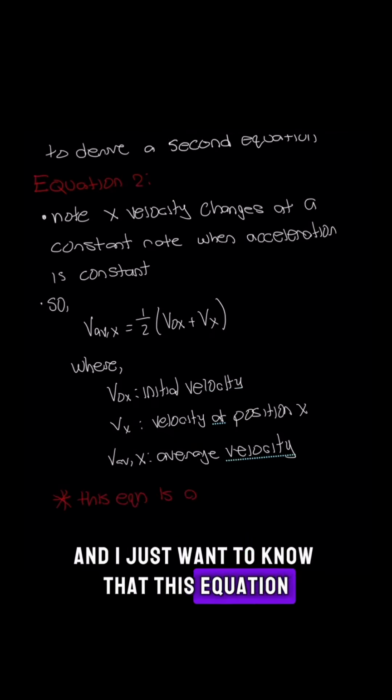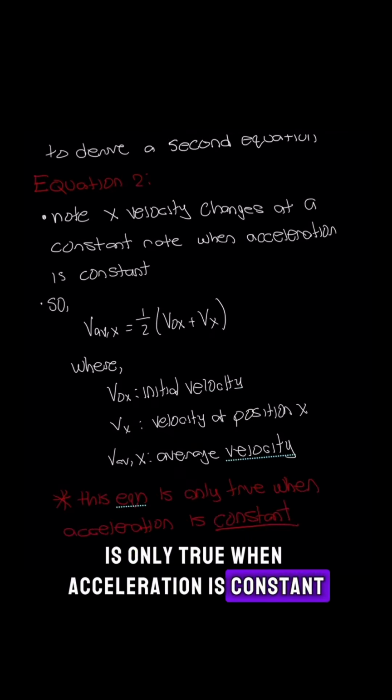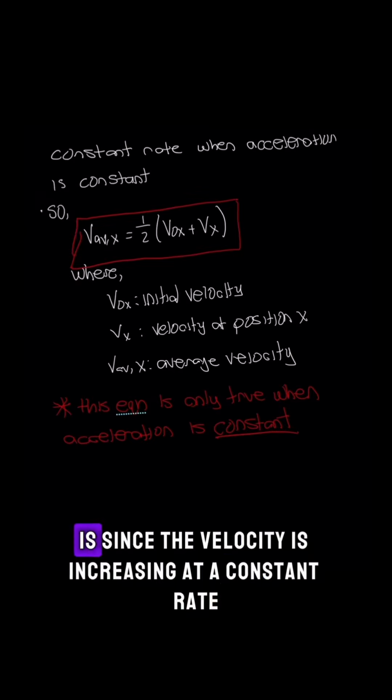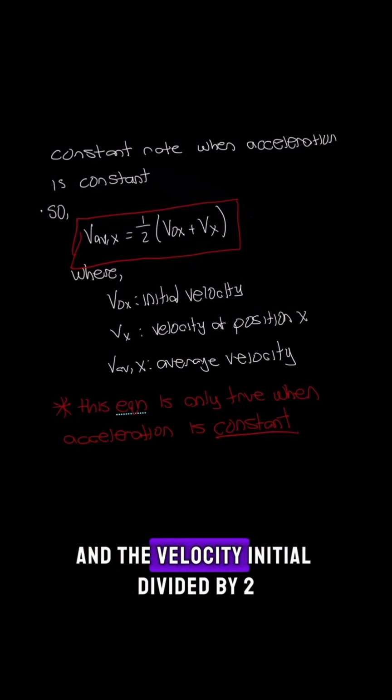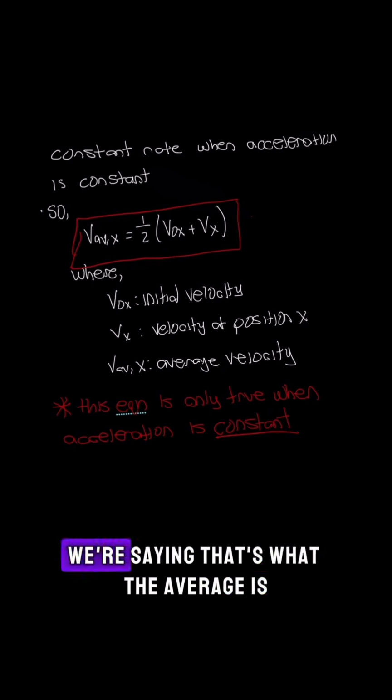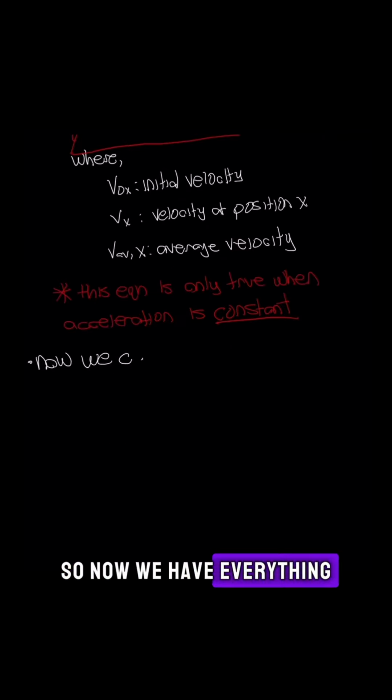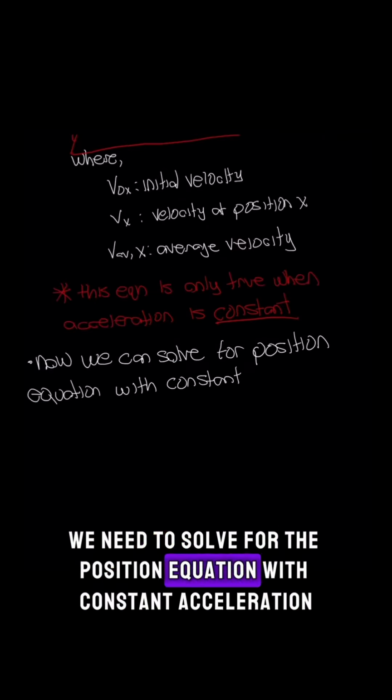And I just want to note that this equation is only true when acceleration is constant, because since the velocity is increasing at a constant rate, the average is just going to be adding the velocity at position x and the initial velocity, divided by 2. So that's what we're doing. We're saying that's what the average is. So now we have everything we need to solve for the position equation with constant acceleration.